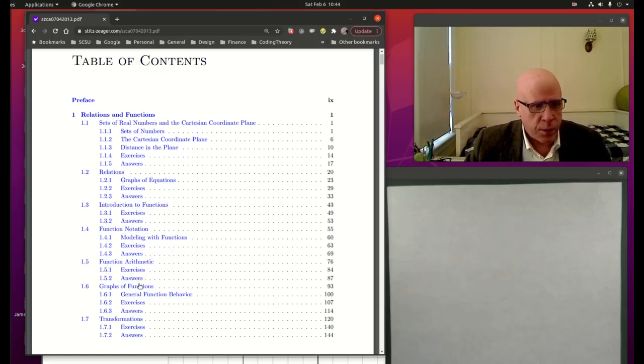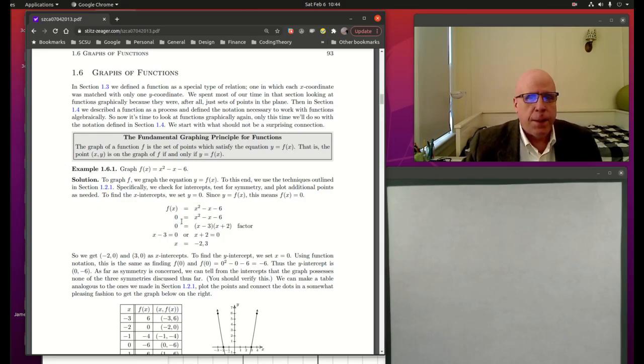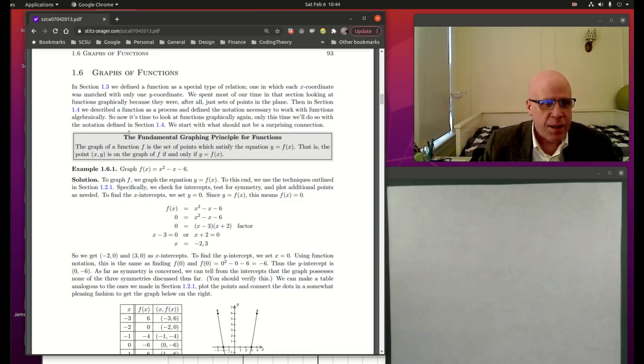Continue our journey here a little bit. Next section is 1.6 about the graphs of functions. I'm just going to lead us through some parts of the book and maybe give a little extra explanation of what's there. This first thing they call the fundamental graphing principle for functions.